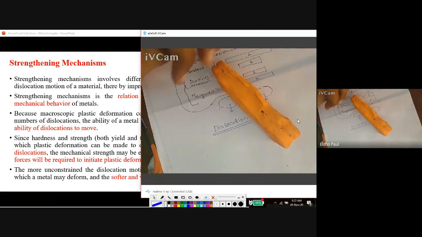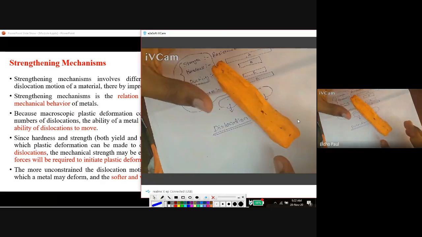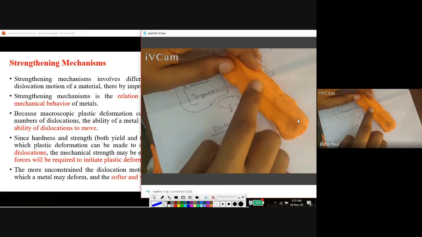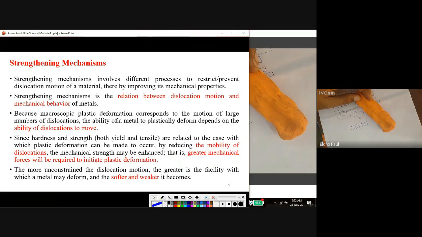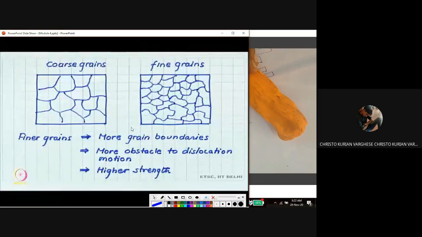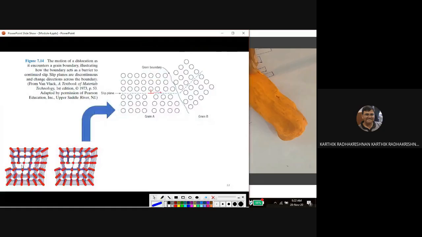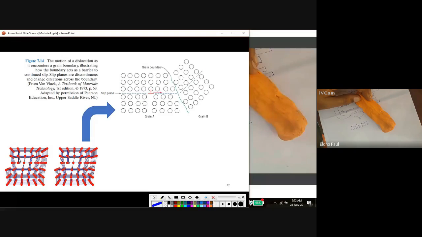How is this material plastically deformed? When I apply an external force, a large number of dislocations are developed inside the material. What is a dislocation? This is a dislocation. An extra half plane is produced, and this extra half plane moves along the slip plane. This is the slip plane, and this one is the extra half plane, and this extra half plane moves along the slip plane.